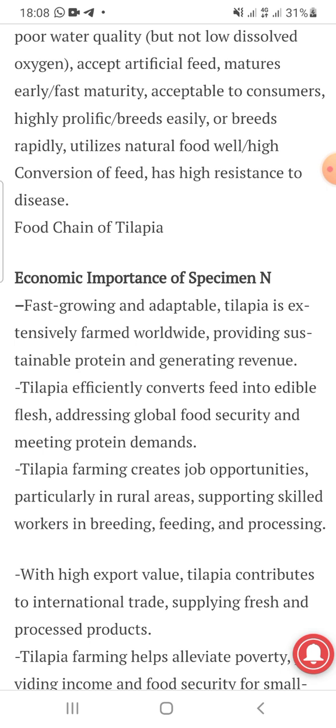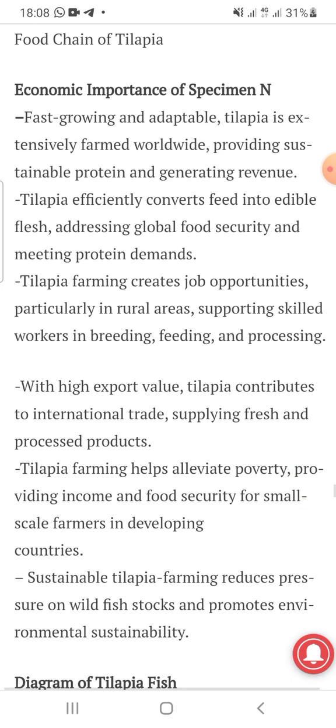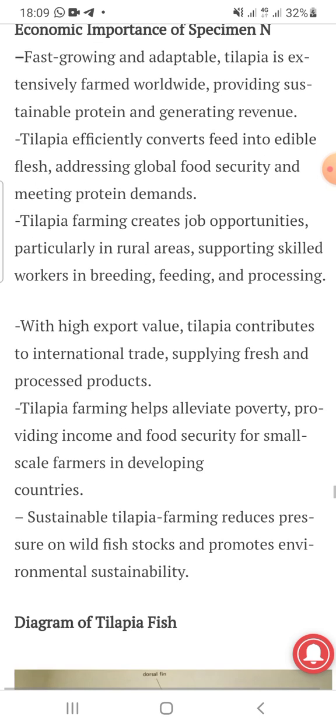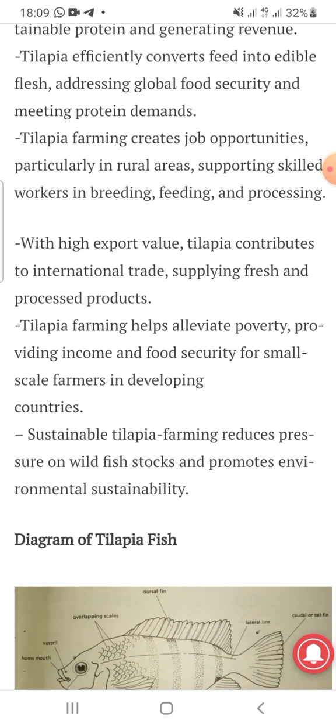Tilapia farming creates job opportunities, particularly in rural areas, supporting skilled workers in breeding, feeding, and processing. With high export value, tilapia contributes to international trade, supplying fresh and processed products. Tilapia farming helps alleviate poverty, providing income and food security for small-scale farmers in developing countries. Sustainable tilapia farming reduces pressure on wild fish stocks and promotes environmental sustainability.